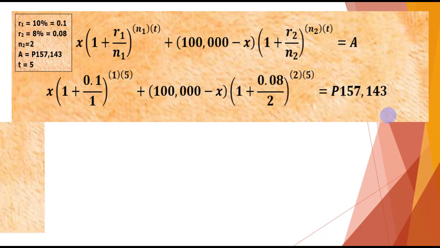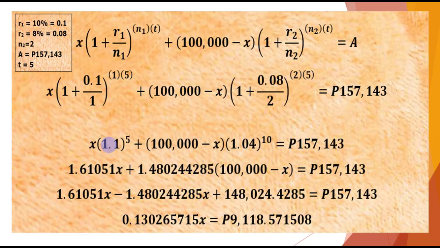Next, we are to solve for x. So we have here, just follow in this video. You can pause the video if you want. I will not discuss it anymore, but I will discuss the value of x because we are interested in the value of x. Again, x is the principal amount invested by Paulo at the first bank, offering 10% interest rate, and the compounding period n₁ is 1, or yearly, or annually.